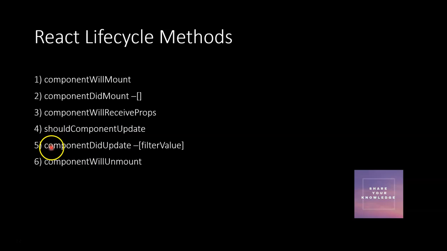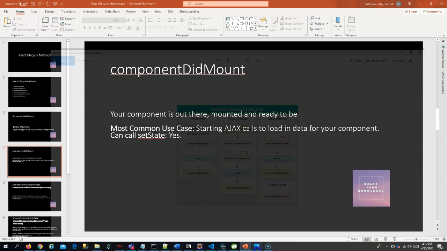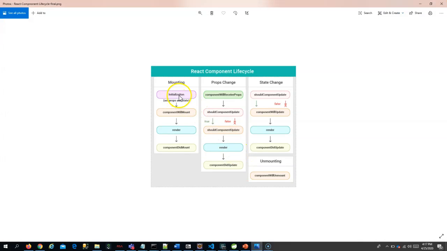Component did update will get called after the component gets updated. Component will unmount will get called after the component is destroyed. This diagram will help you understand better. When the mounting happens, component will mount will get called before mounting, and after mounting, component did mount will get called.